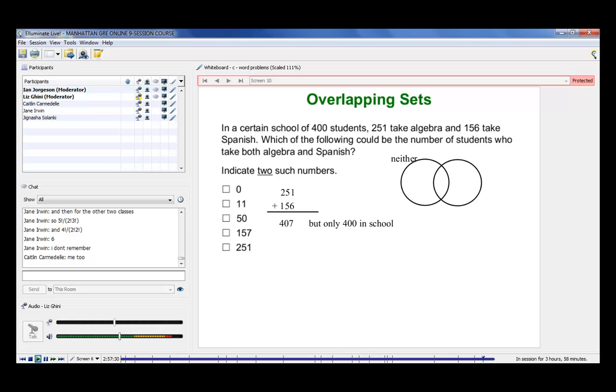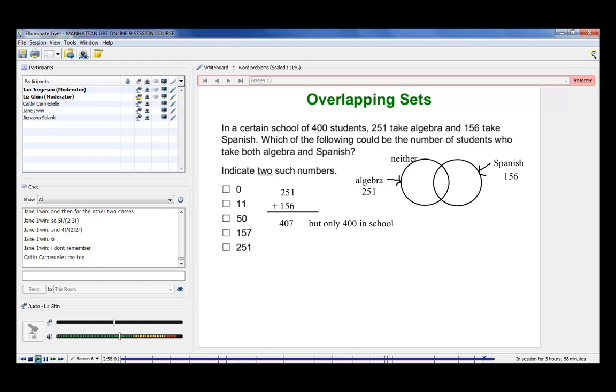And here is going to be algebra, and this is Spanish. So what we know when we think about it, there are 400 students. 251 take algebra, so this is 251 total. And with Spanish, 156 take Spanish.